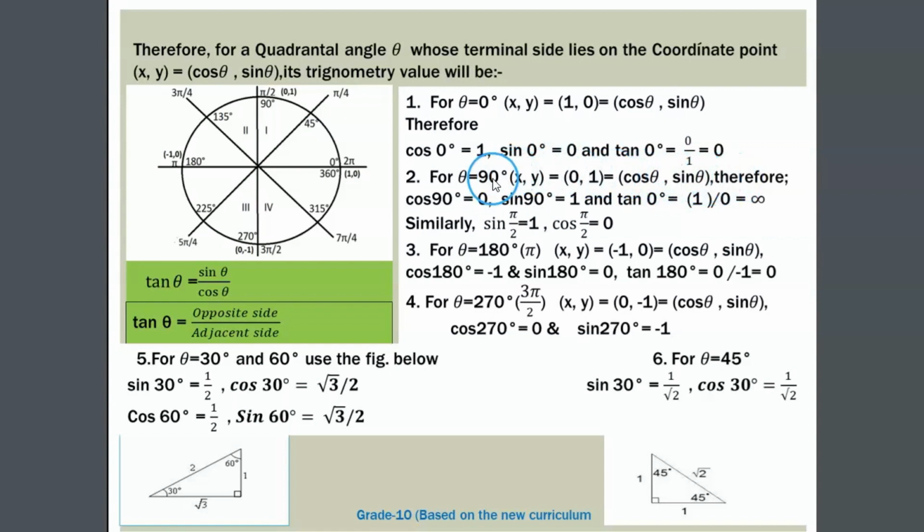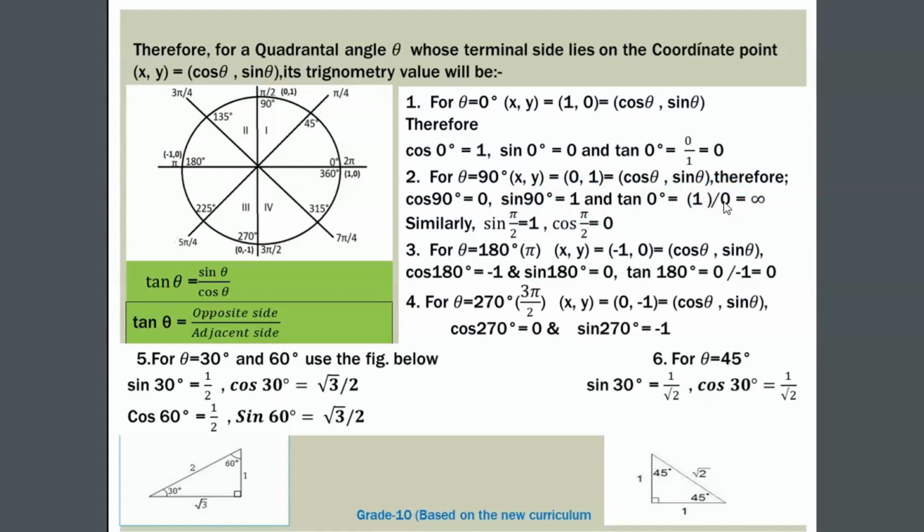ቴታ ሰብስቲዩት ስናደርግ 90 ዲግሪ ስለሆነ cos of 90 degree is equal to how much? 0, and sine of 90 degree is how much? 1 እያልን ነው ማለት ነው። At the same time tan of 90 degree ምን ይሆናል? tan of 90 degree is sine of 90 degree over cosine of 90 degree. Sine of 90 degree is 1 over cosine of 90 degree 0.